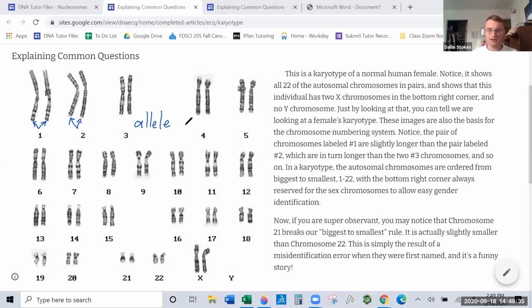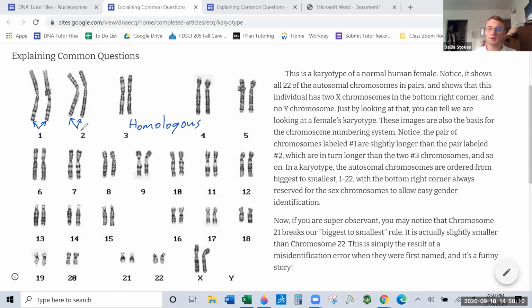Let me write that word out here for you. These are called homologous chromosomes. So the two chromosome ones are homologous to each other. What that means is they are similar but not identical. They have the same genes, but not necessarily the same version of those genes.